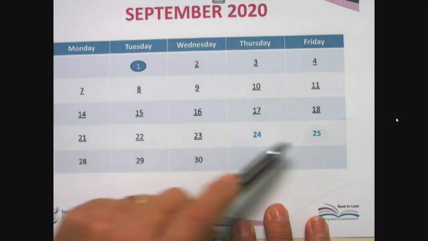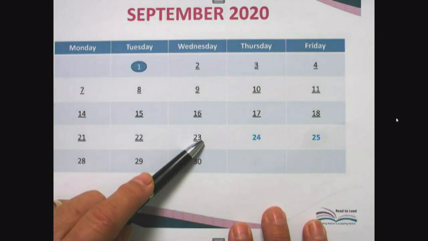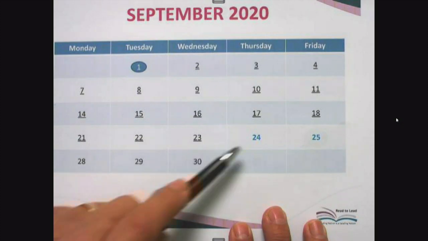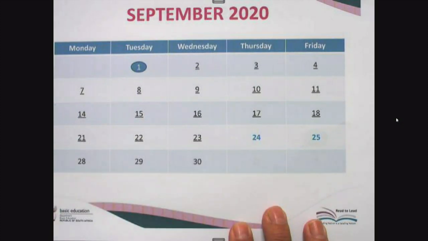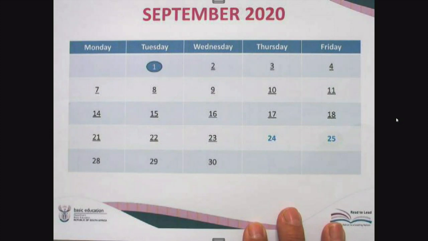and then the long weekend, which will then, according to the planners, be the only vacation or holiday, school holidays in September, with school starting again then on the 28th. So the 28th will be day 1 of the last term, term 4.